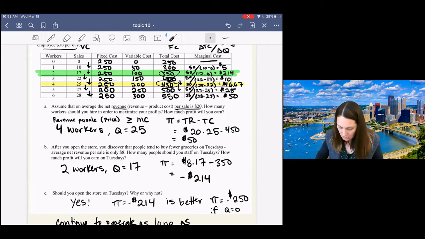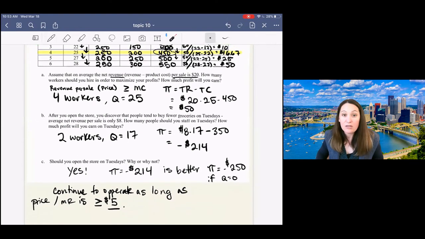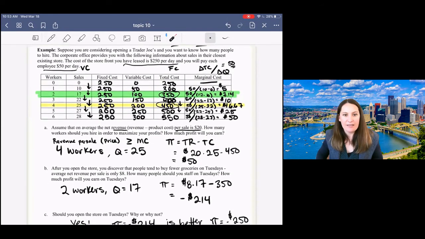Okay, all right, good. So hopefully this example makes sense. For topic 10, this is the only type of problem I will give you. All right, you've got some table with production, you've got a fixed cost, a variable cost, and you want to figure out how many workers you should hire to maximize your profit.